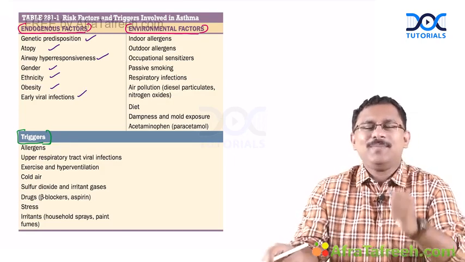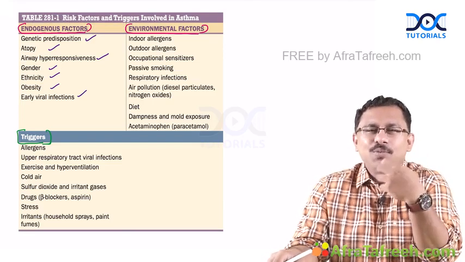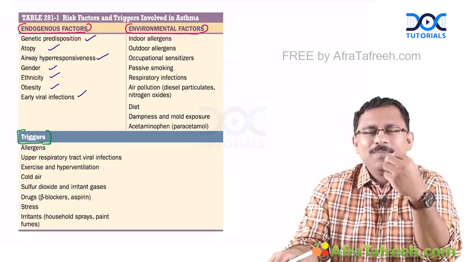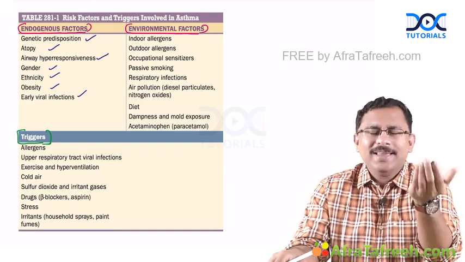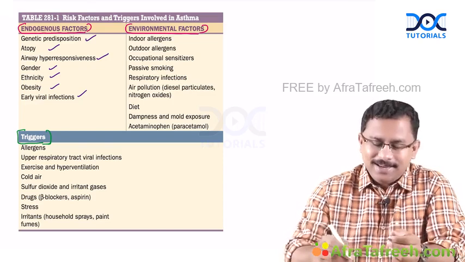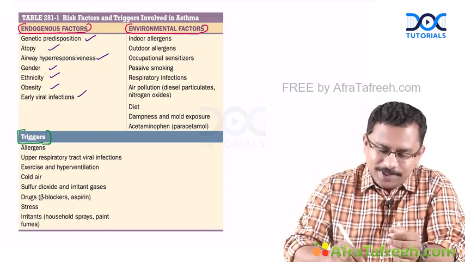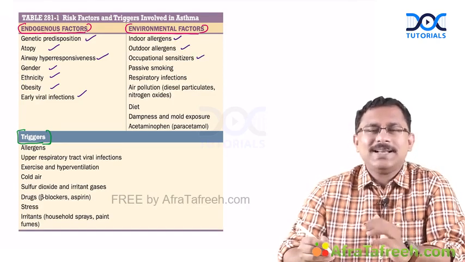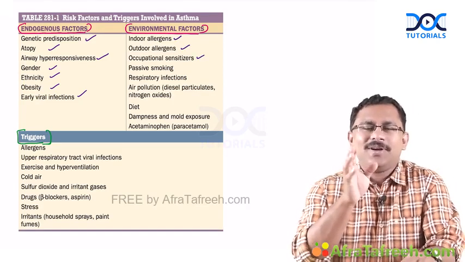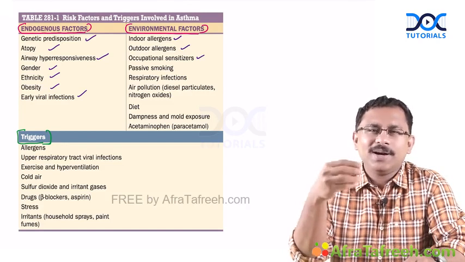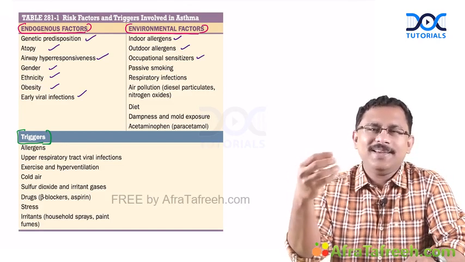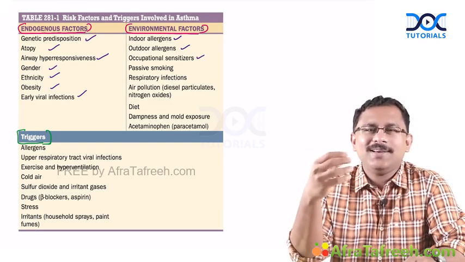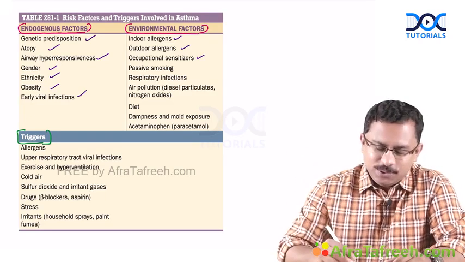Now coming to environmental factors, I am sure you know most of them, like dust or pollen. There can be various allergens that can trigger an asthma. You can have indoor allergens, outdoor allergens, occupational sensitizers. A particular individual working in a cloth factory, where the dust from the cloth production unit might be the trigger for that individual.